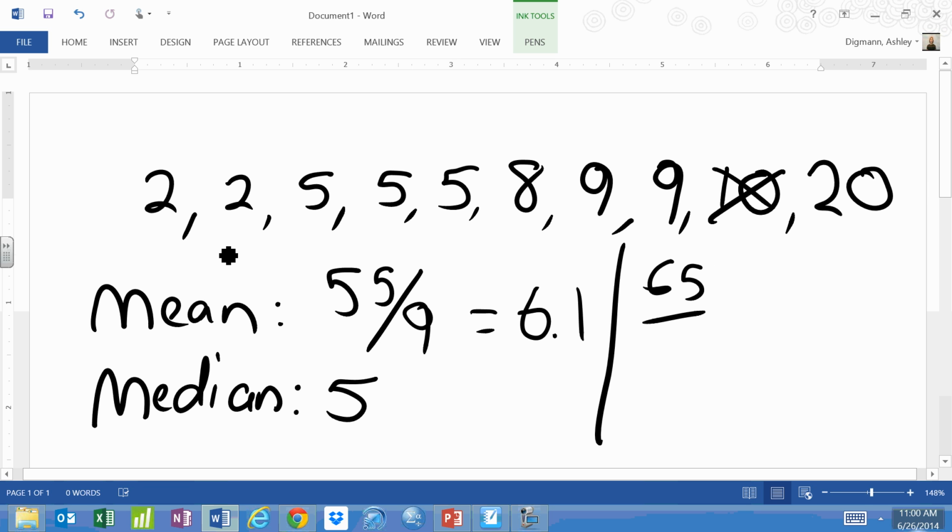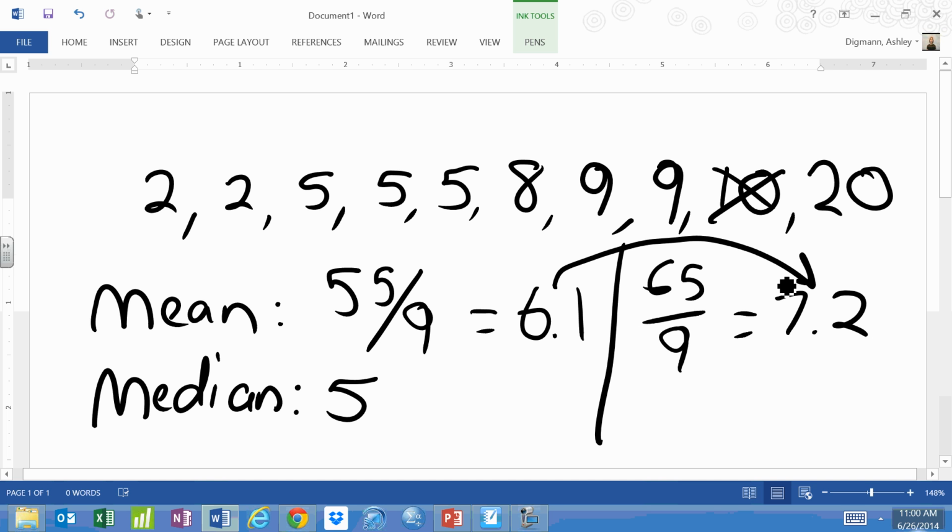And we didn't change the number of data points. All we did is we took our high number and pretended that did not exist, but we did have someone that measured a 20. So I'm going to divide that by 9 because I still have 9 data points. And my mean now becomes a 7.2.